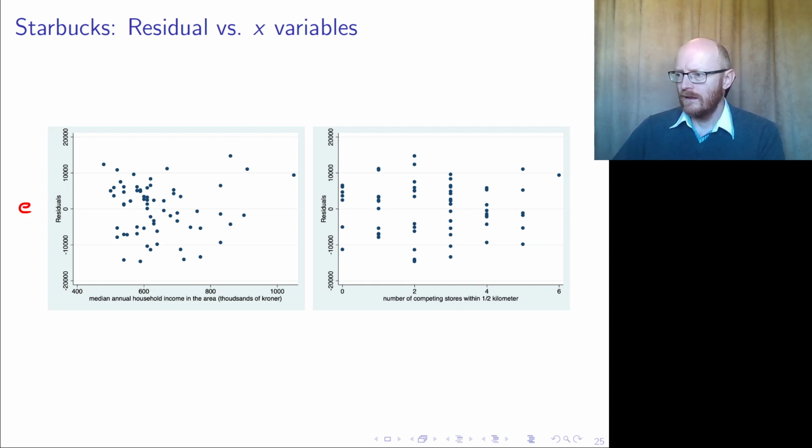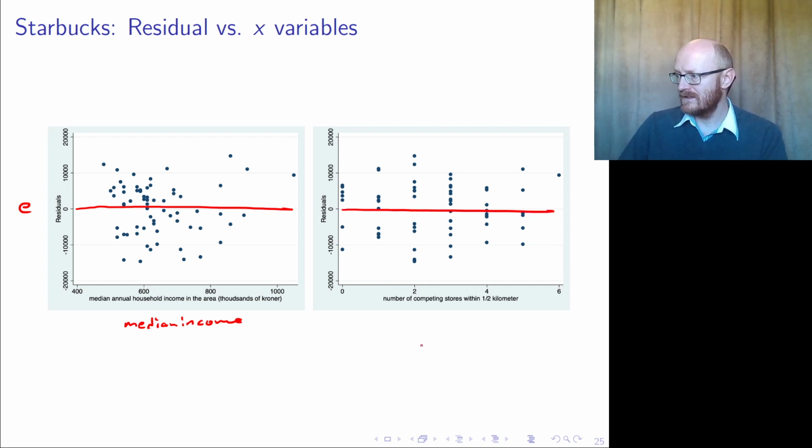And of course you plot the residuals on the x variables as well. And this is the residual. It's centered at 0, and it's plotted against the median income, and it's a scatter plot. It looks random, which is good, and the same can be said about the errors against the number of competitors.